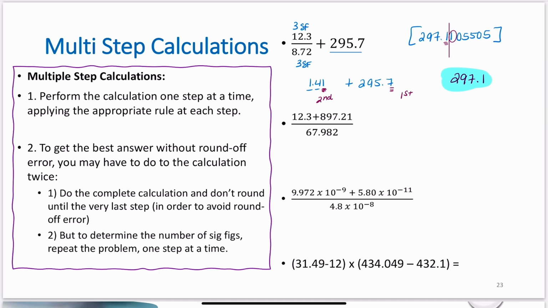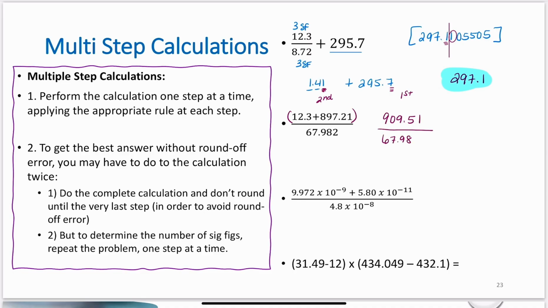The next example, 12.3 plus 897.21 divided by 67.982. Remember your order of operations. When you have the addition like this in the numerator with the division sign as that full bar there, what that's implying is that you have parentheses there. I don't have to write the parentheses. It's telling me to do that addition step before I do the division. When I take 12.3 and add it to 897.21, I get a numerical answer of 909.51.